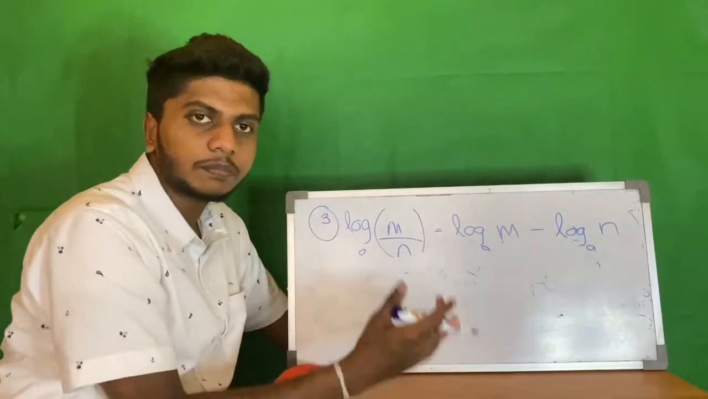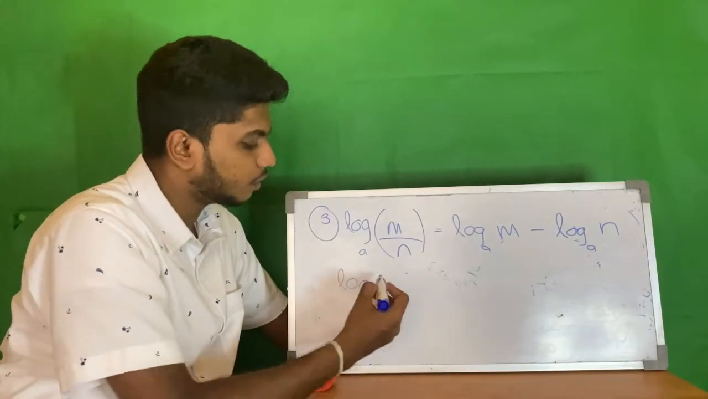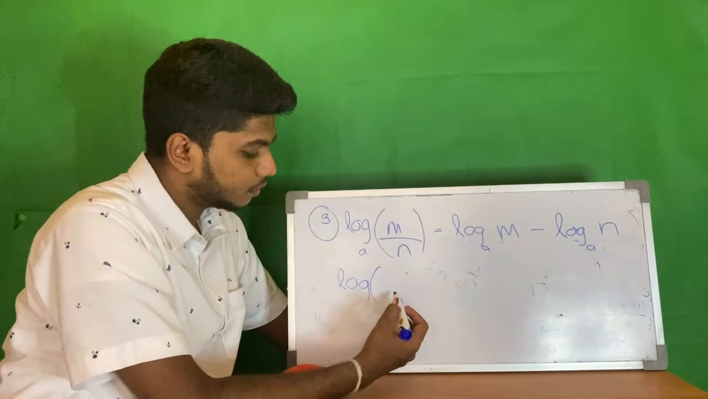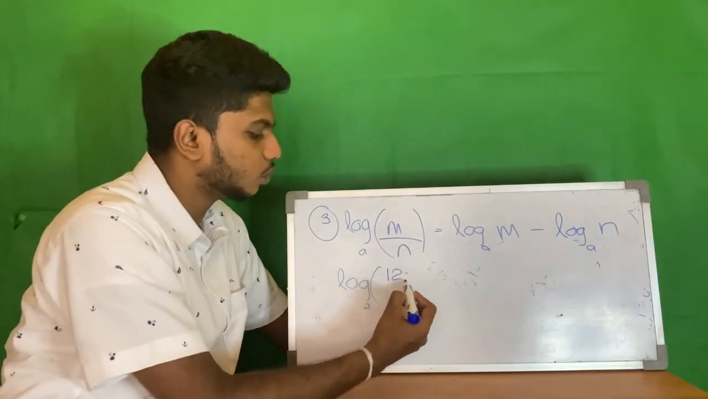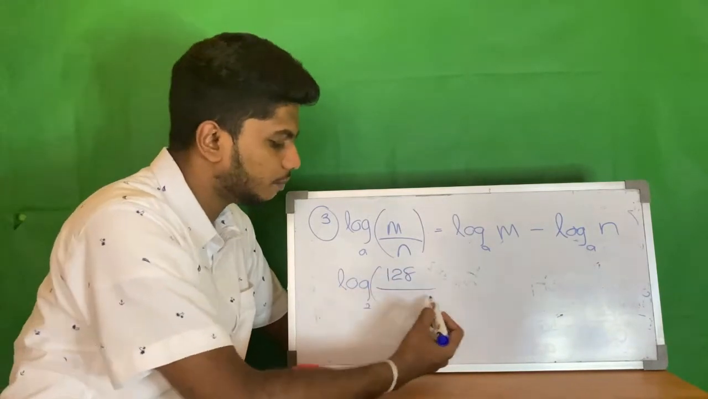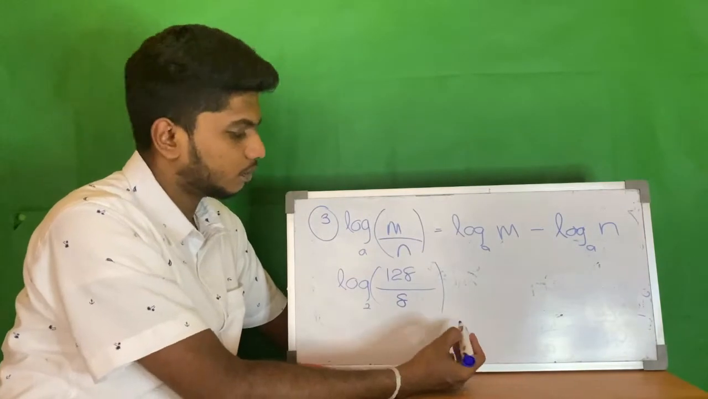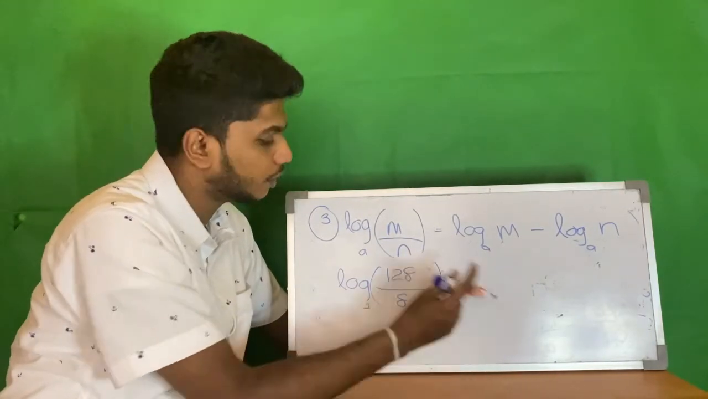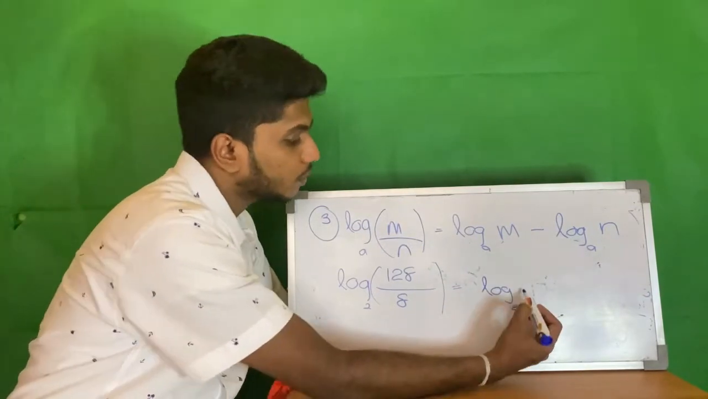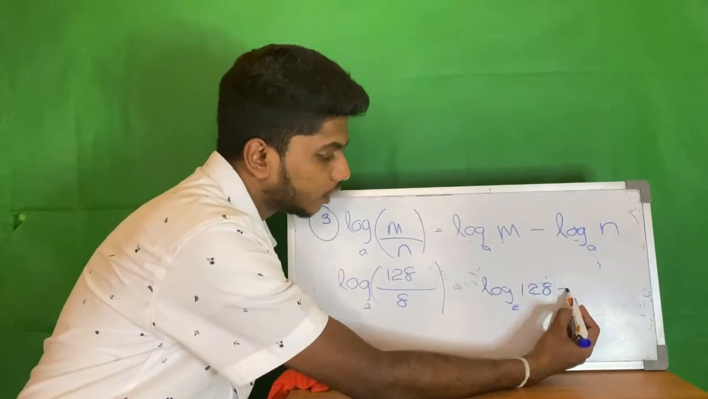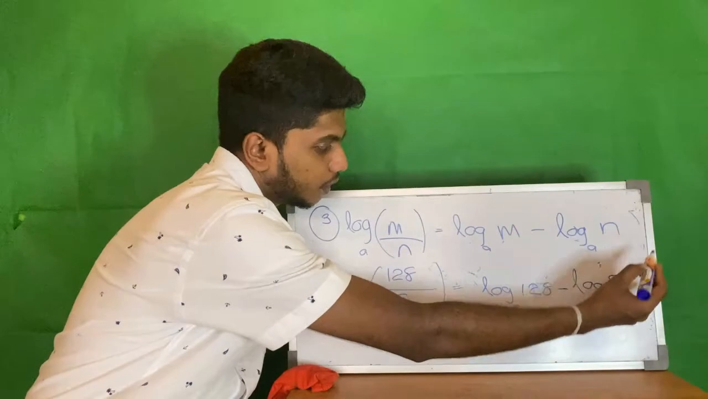Let's take a very simple example. Log base 2 of 128 divided by 8. This is how I'm going to do the sum. I have to separate the logs: log base 2 of 128, subtract from it log base 2 of 8.